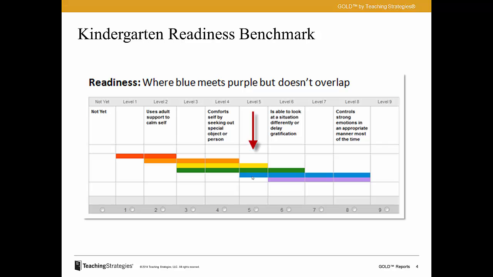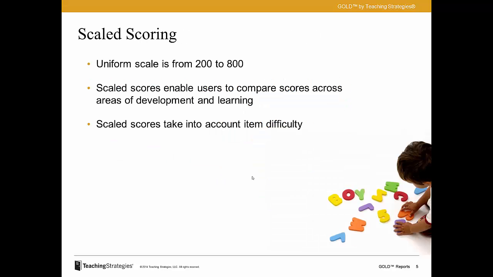Also, with our comparative report, we use what's called a scale. We have a scaled score for those comparative reports versus raw data, which we'll look at next when we talk about the snapshot report and the goals report. Our scale with the comparative report is a uniform scale from 200 to 800 points.